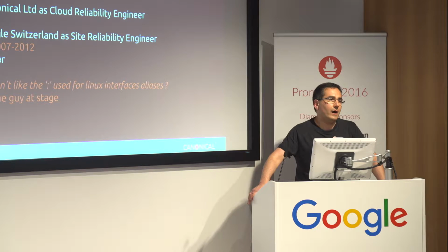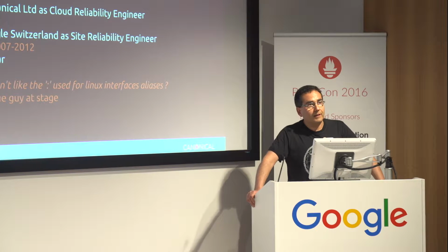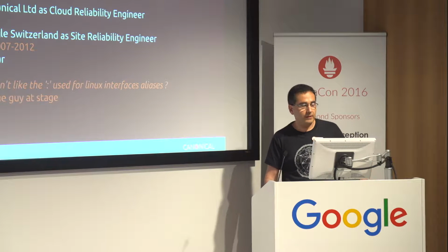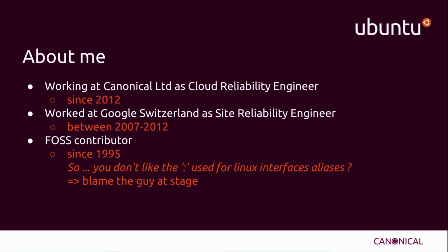A bit about me. I'm working for Canonical as a cloud reliability engineer. I worked as an SRE for Google for four and a half years, and I've been contributing to free software since '95 when I created IP aliasing support for Linux.